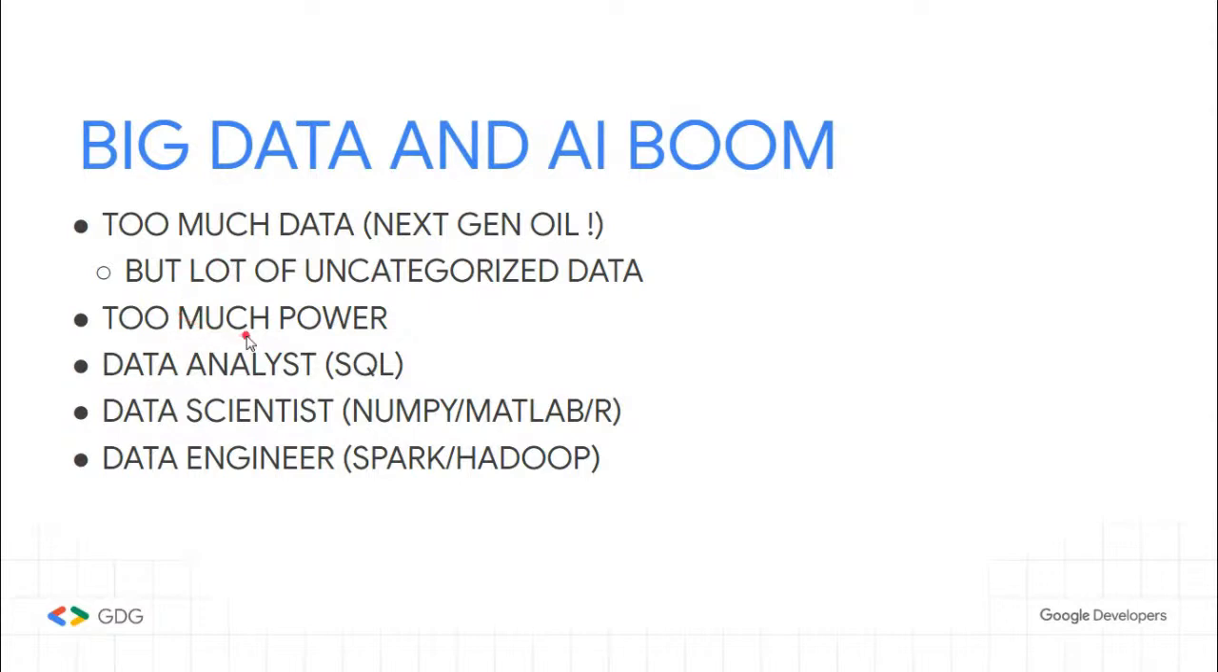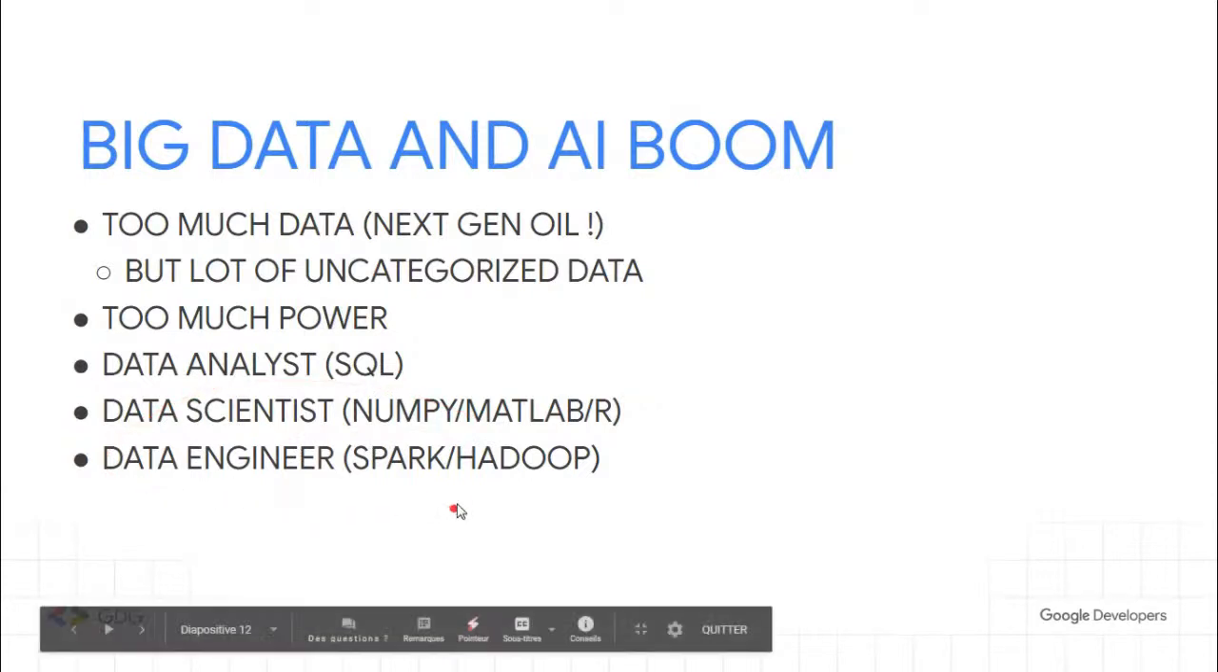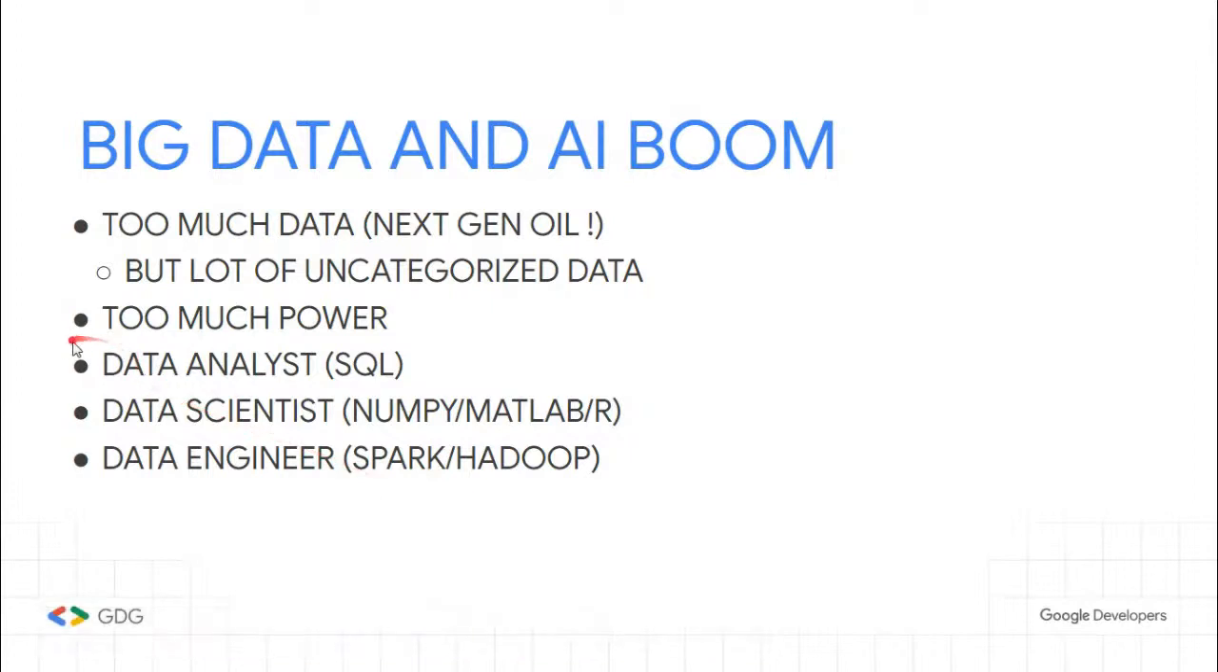And then we got so much power because we are in the cloud. We are at Google, and at Google scale, we have a lot of machines and powerful machines. And then we have three kinds of jobs. We have the data analyst, people who use SQL. Then we have the data scientist, those people who use machine learning. And then we have the data engineer, those people who use Hadoop and Spark. Those are three kinds of jobs that you will hear about a lot.